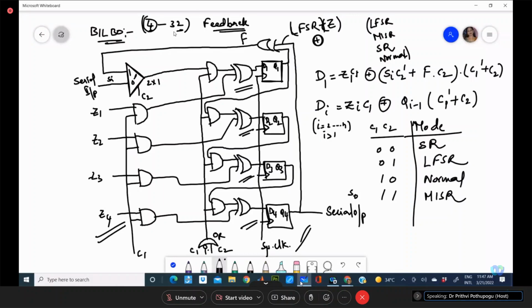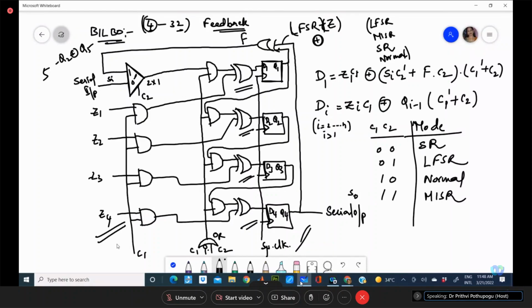Where exactly the feedback should be given, the taps will be changed. Say, if it is a 5-bit thing, what will be your feedback? Q2 XOR with Q5. I have given you the table. That means, instead of taking this feedback here, we'll take it from here. The setup will be the same. It won't be changing. Only your taps will be changing and the number of inputs will be changing.